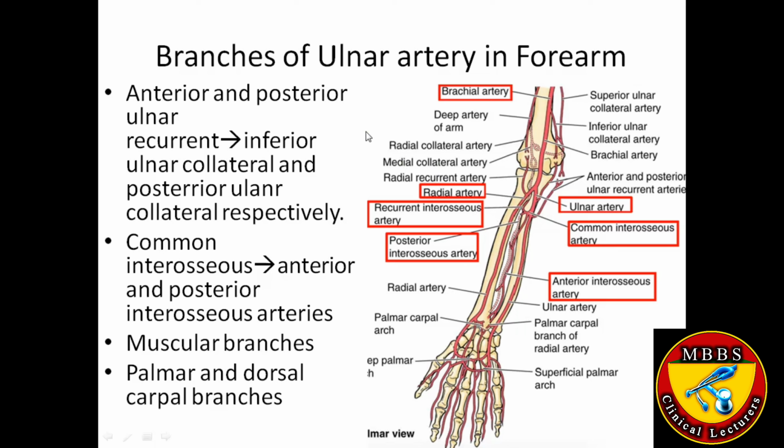The branches found in the ulnar artery in the anterior compartment are the anterior and posterior ulnar recurrent arteries. These are the two branches in the upper part of their origin, and these two branches take part in the anastomosis around the elbow joint in front of and behind the medial epicondyle. So the anterior ulnar recurrent anastomoses with the inferior ulnar collateral, while the posterior ulnar recurrent anastomoses with the superior ulnar collateral.